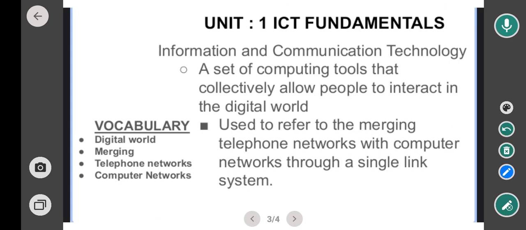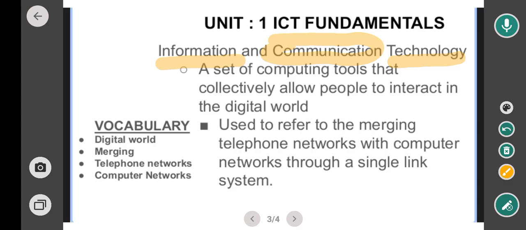In this lecture, our chapter 1, unit 1, ICT fundamentals. ICT is abbreviated for information and communication technology. As you know earlier, what was the meaning of information? Sharing of information between man to man and man to devices. These both concepts are known as communication. Now we are going to find here what is the role of technology.